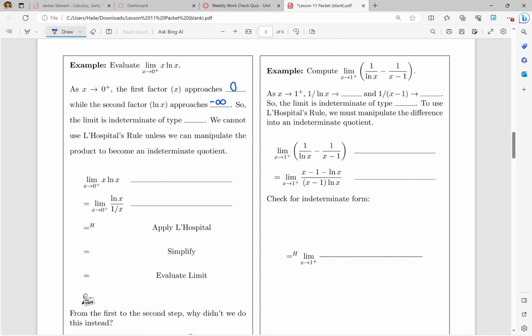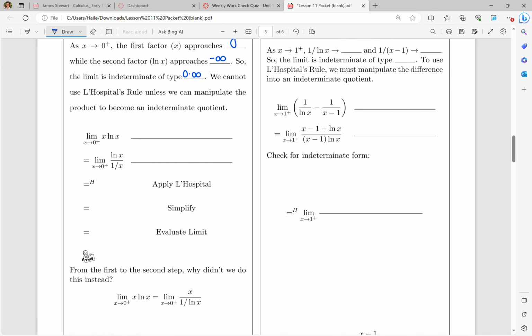So that's going to be negative infinity. So this limit is indeterminate of type 0 times infinity, because the first factor is 0, and the second factor is negative infinity. So that's one of our other indeterminate types. Now, we cannot use L'Hopital's rule unless we can manipulate the product to become an indeterminate quotient. Remember, for L'Hopital's rule we must have 0 over 0 or infinity over infinity. Right now we have a product, so we need to manipulate the problem in order to use the rule.